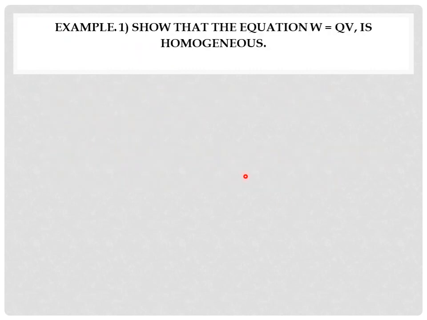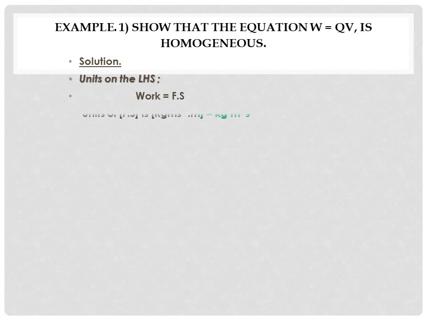We will look at this example. Show that the equation work is equal to the product of charge and voltage is homogeneous. Show that work W is equal to the product of charge and voltage. Show that this equation is homogeneous. As a way of solution, we will look at the left-hand side. We will work out the units of the left-hand side, which is the unit of work. And work is force times distance.